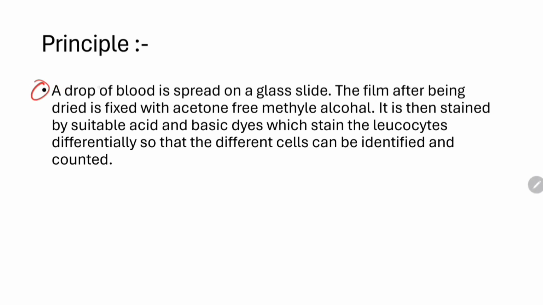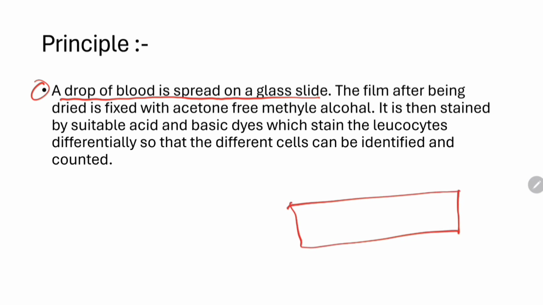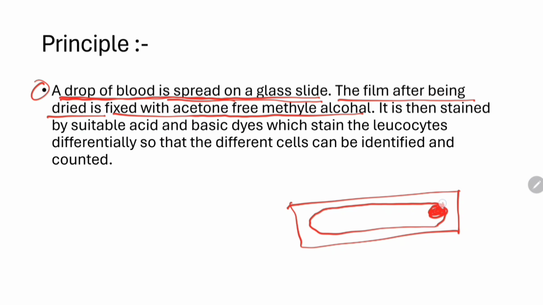For that, a drop of blood is placed on a glass slide. Suppose this is a glass slide. We have to take one drop of blood and spread it on the glass slide. The film, after being dried, is fixed with acetone free methyl alcohol. First we take the blood drop, and then we spread this blood drop over the glass slide.